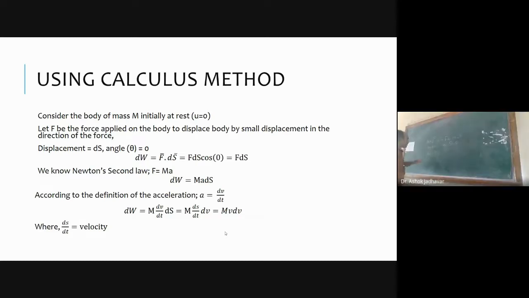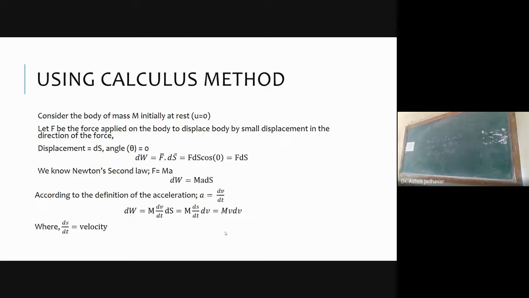Okay. So we have got the equation for dW as F ds, and using Newton's second law, we can write F is equal to mass into acceleration. I can substitute that equation here. So we can write this F as m a ds. Did you get it?